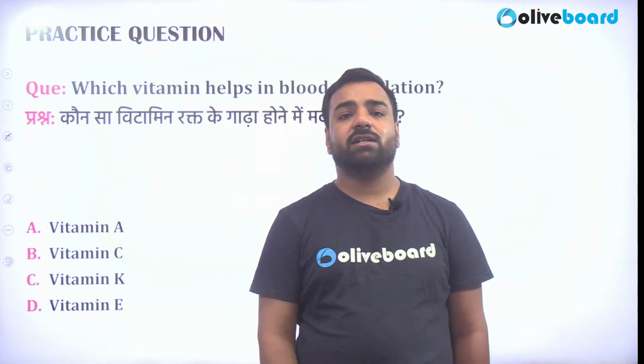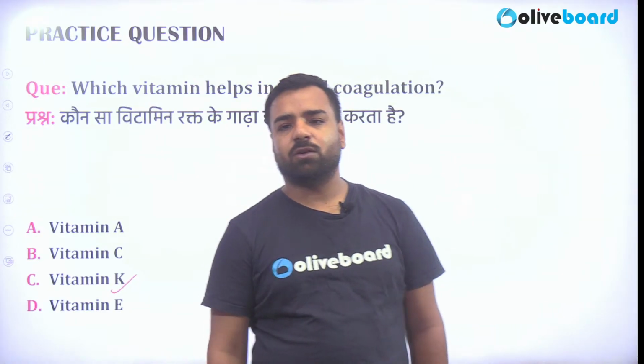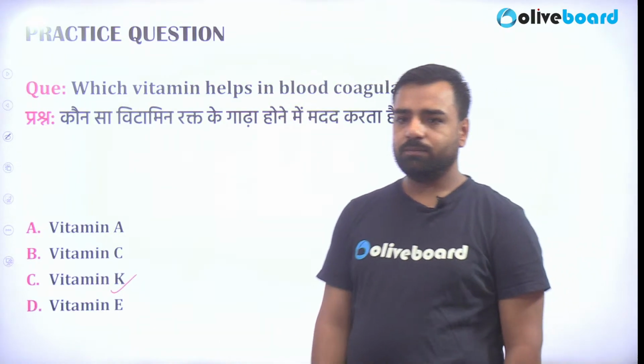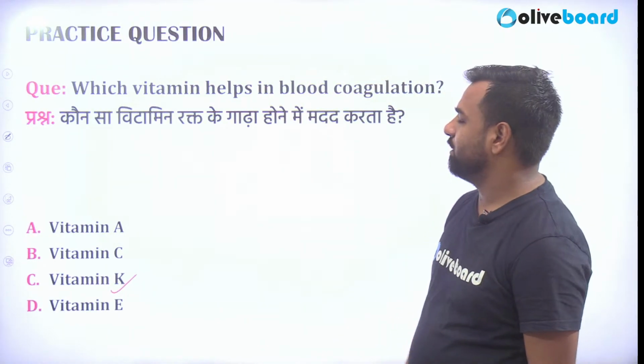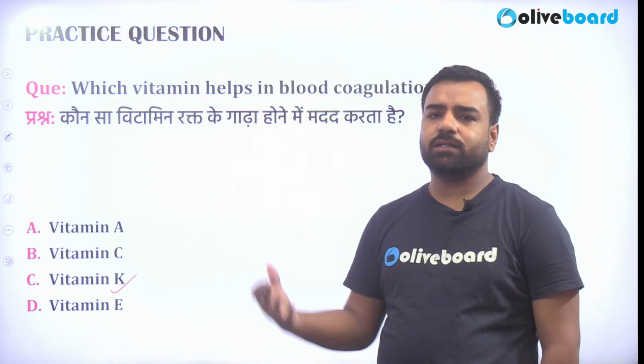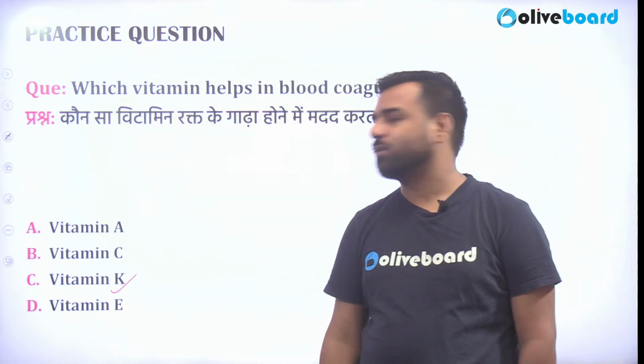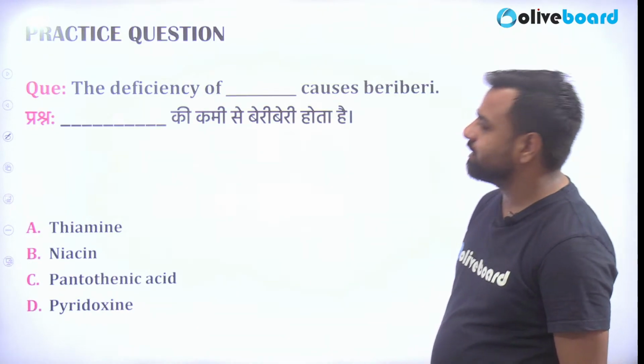Vitamin C's deficiency leads to scurvy, but vitamin K's deficiency leads to the issue in the blood clotting, that is delay in the blood clotting. So yes, vitamin K helps in the blood clotting, and vitamin E, that is the one that keeps us away from the old age issues like impotency and all. So yeah, vitamin K is the answer.